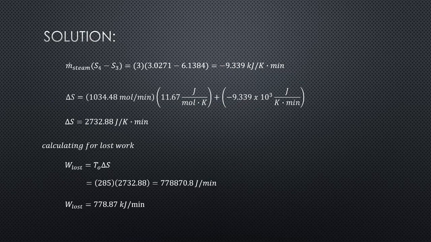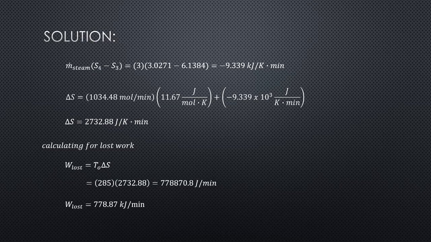Since we have the values for S4 and S3, we can just subtract S4 from S3 to get the change of entropy of the steam, that is negative 9.339 kilojoules per Kelvin per minute. And then since we have all of these values, we can just use the equation that we had earlier, that is the change of entropy of the universe is equal to the summation of the change of entropy of both of the streams. So if we plug in all of the values, we'll get 2732.88 joules per Kelvin per minute.